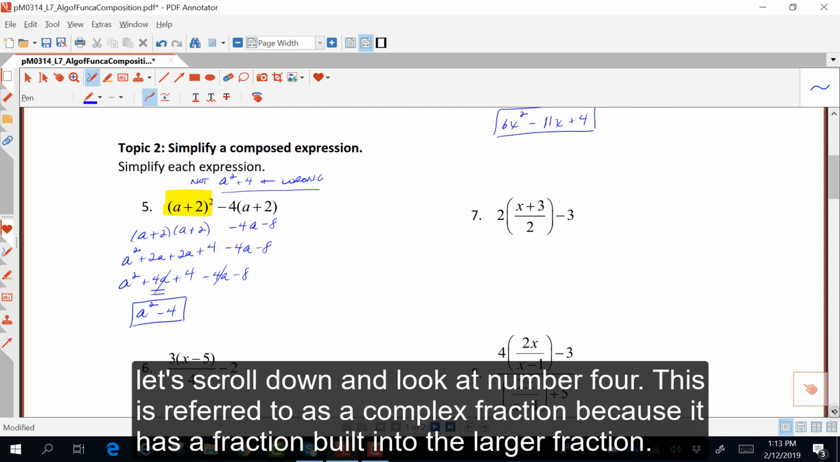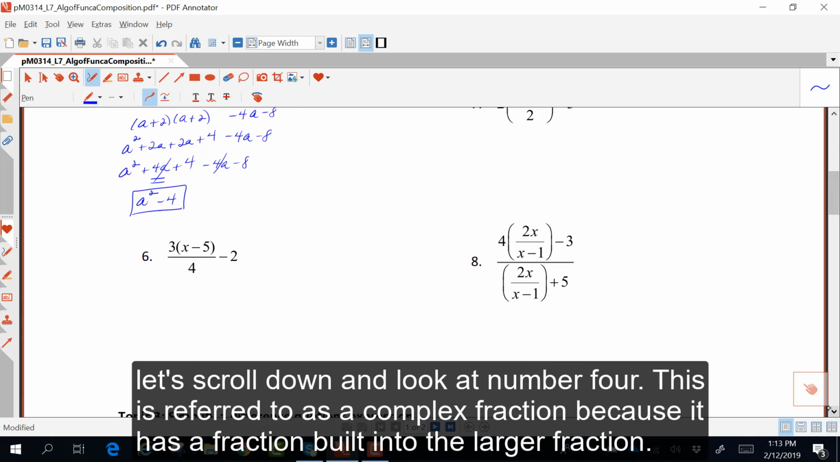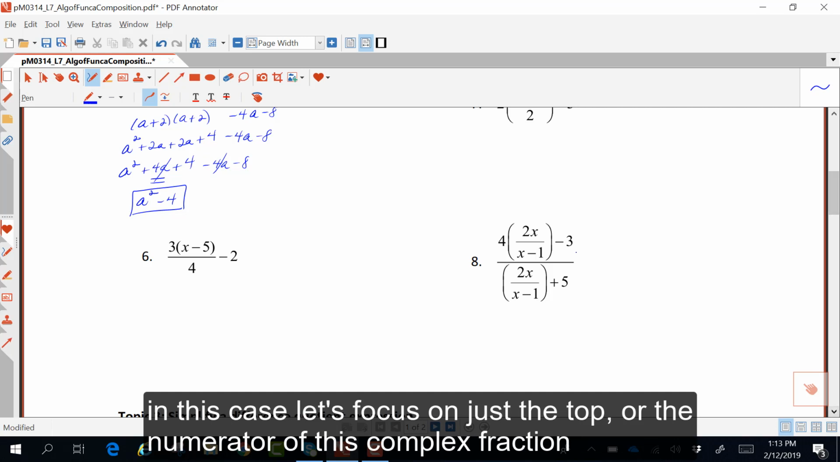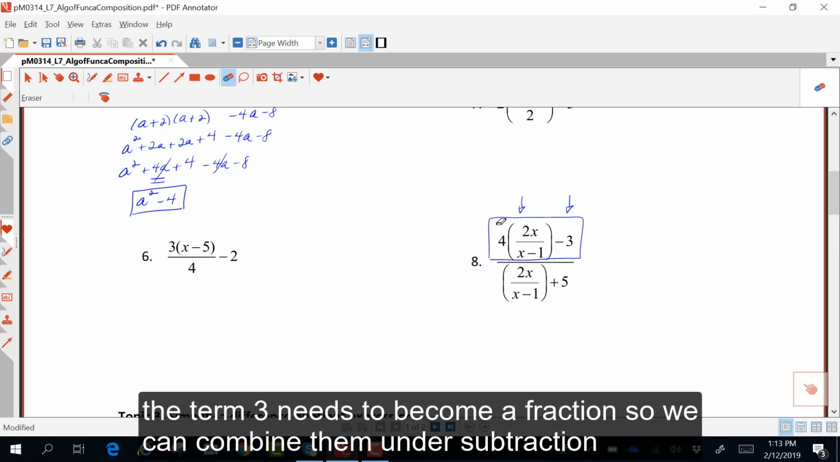Let's scroll down and look at number 4. This is referred to as a complex fraction because it has a fraction built into the larger fraction. In this case, let's focus on just the top or the numerator of this complex fraction. We have two terms. One is a fraction with a denominator of x minus 1, and the other is the number 3. The term 3 needs to become a fraction so that we can combine them under subtraction.